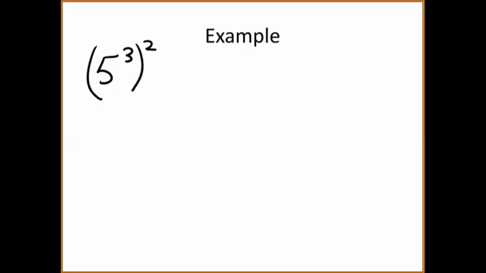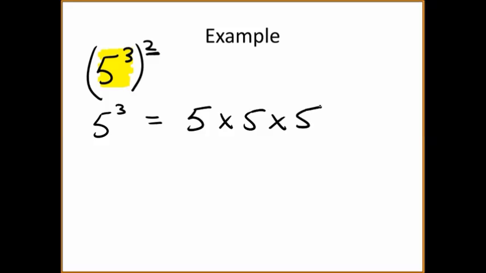Okay, so now let's look at the example of 5 to the power 3, or 5 cubed, all to be squared. What we're going to do first is find out what everything in the brackets is. So in this case it's 5 to the power 3, or 5 cubed. Well, we know from the previous slide that 5 to the power 3, or 5 cubed, is equal to 5 multiplied by 5 multiplied by 5.